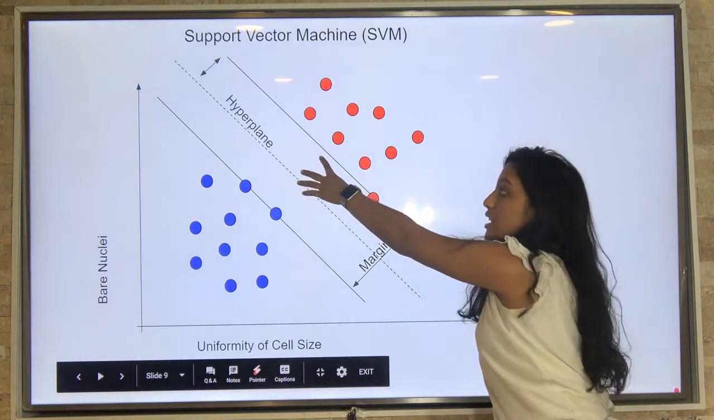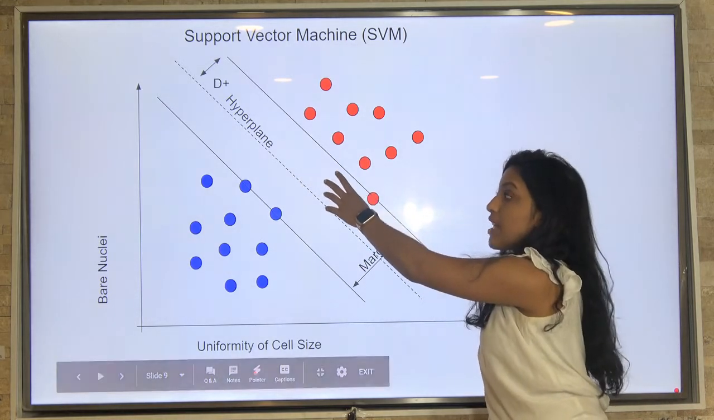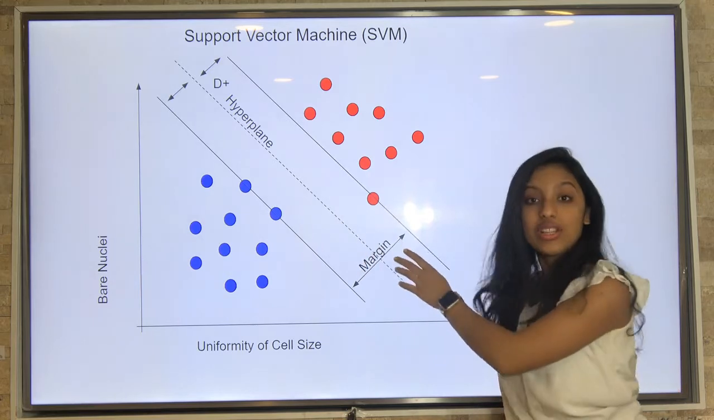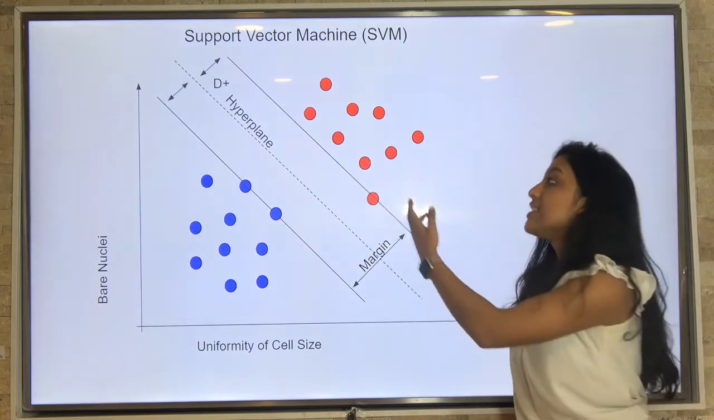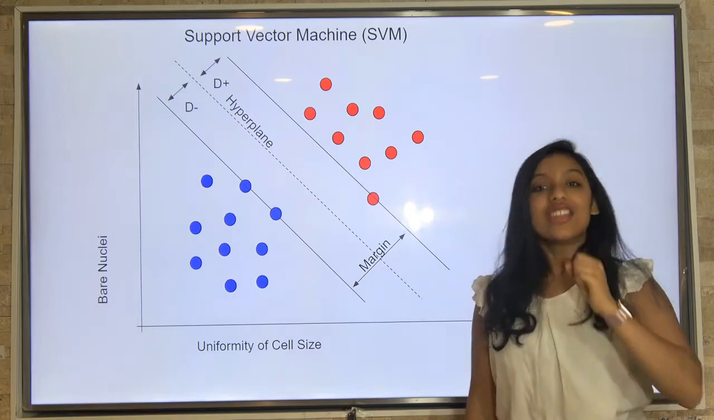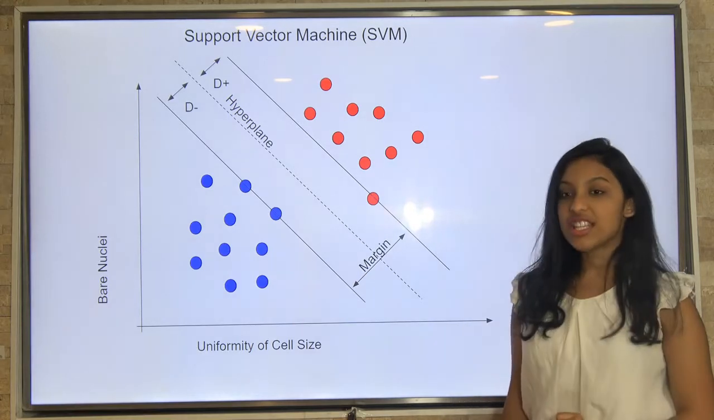The distance between these two is labeled as D+, and the distance between these two is identified as D-, which is hopefully not the grade I will get on these presentations.